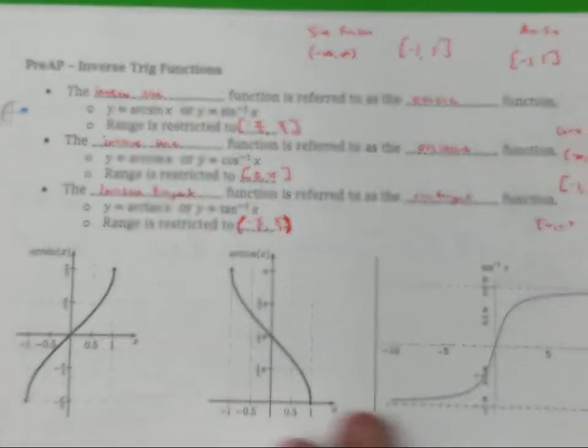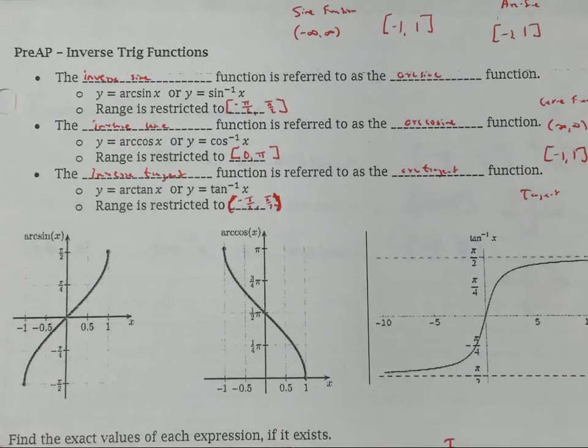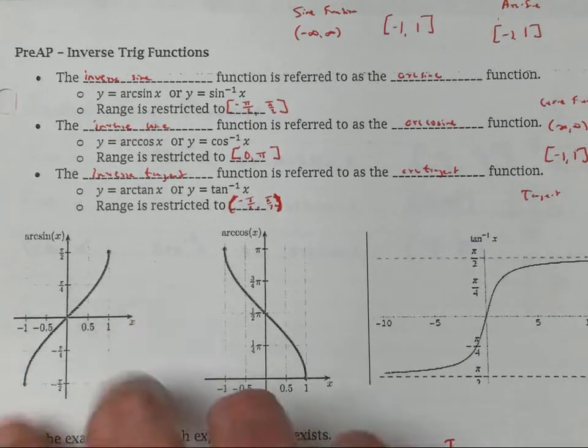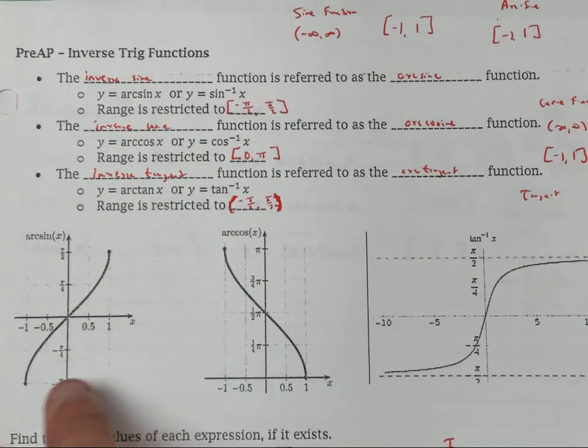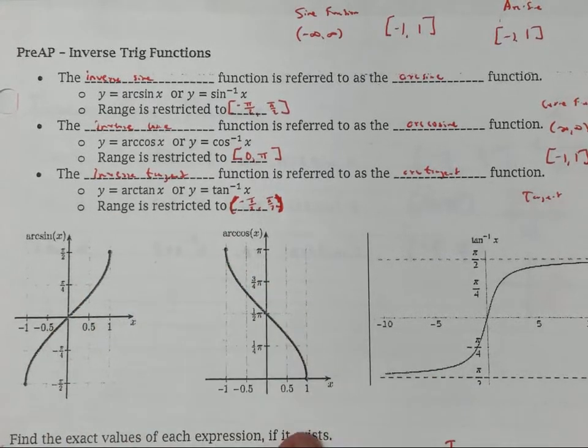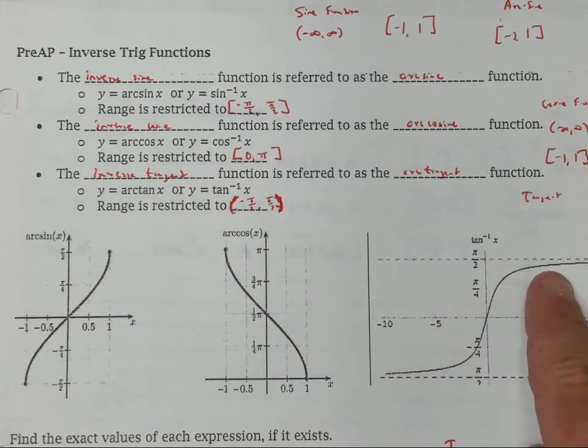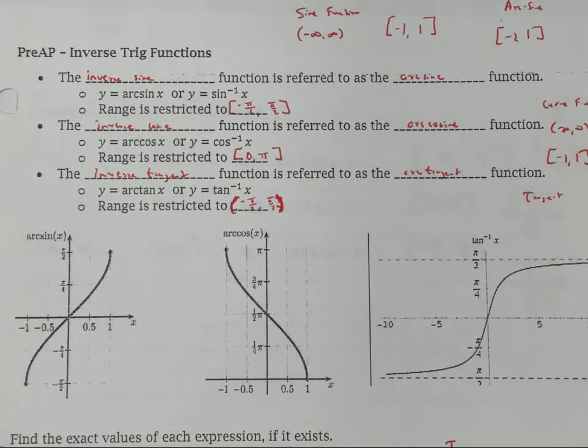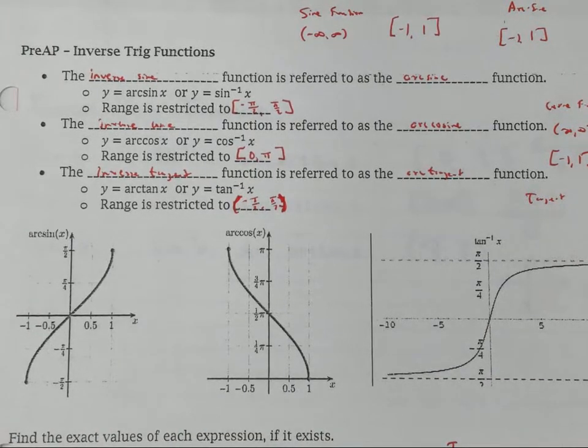You're not going to have to graph these, but this is how the graphs look. You know how the sine traditionally looks like that. Well, for the inverse, when your domain and range flip-flop, there's what you get. And so forth for arc cosine and tangent. Those are the graphs. Okay?